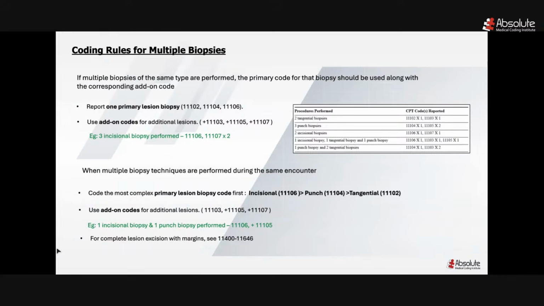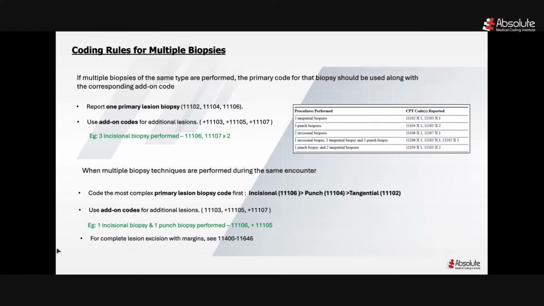Okay, so here are some coding rules for multiple biopsies. If multiple biopsies of the same type are done, use the primary code for the first biopsy and the add-on code for the additional biopsy. The primary lesion biopsy codes are 11102, 11104, and 11106. And the add-on codes for additional biopsy are 11103, 11105, and 11107.